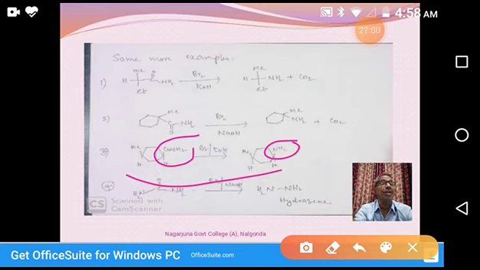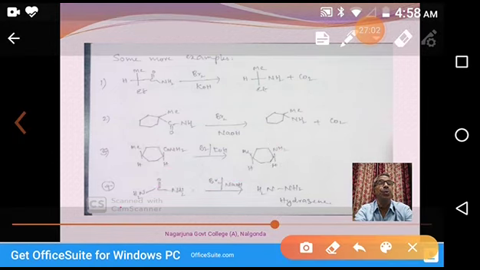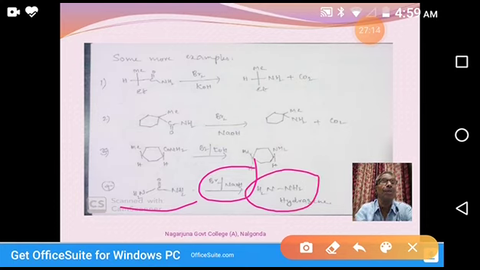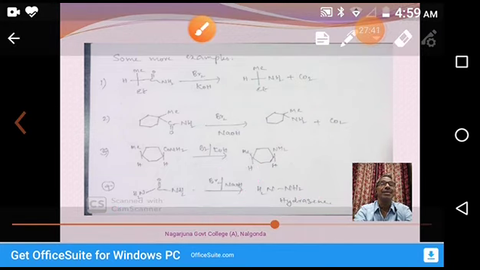You see a very interesting reaction here. It is urea, NH2 CO NH2, on Hofmann bromamide reaction, that means a reaction with base and bromine. Simply losing one CO2 molecule, you are getting hydrazine. A compound with NH2 NH2, a diamine, is called hydrazine. So in this way, hydrazine is prepared from urea. It's a very interesting reaction. So this is the Hofmann bromamide reaction.